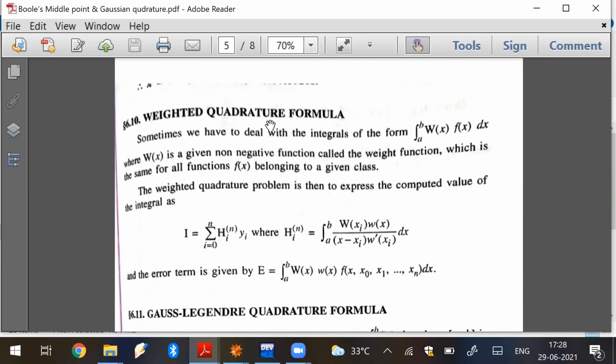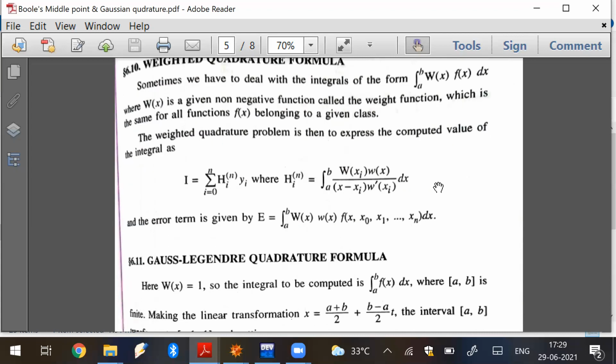First, we have a look at the weighted quadrature formula. Sometimes we have to deal with this type of definite integral, where w(x) multiplied with f(x) is integrated within the range a and b. Sorry, my mistake, it is not omega(x), it is w(x), a weight function, which is a given non-negative function, the same for all functions f(x) belonging to a given class. It differs from one quadrature formula to another. You can take any non-negative function, and in most cases, for our purpose, we will take w(x) to be 1.